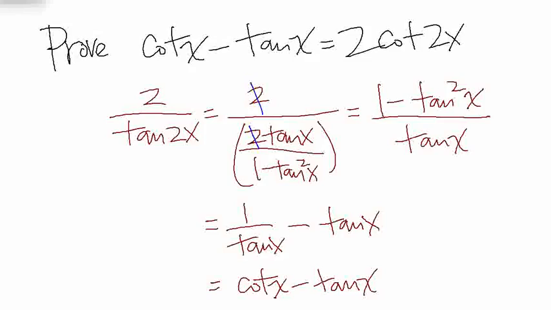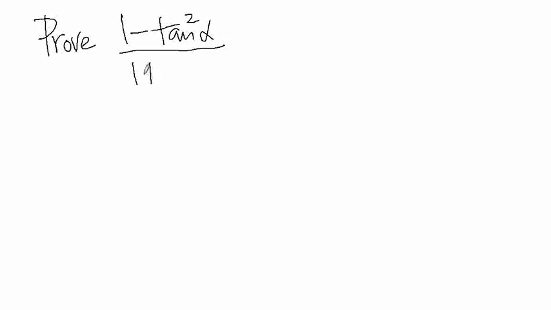Now try one more. Can you prove that 1 minus the tangent squared of alpha over 1 plus the tangent squared of alpha is equal to the cosine of 2 alpha? Pause the video if you like and try to work that out. Okay, so I will go ahead and work it out now as well.